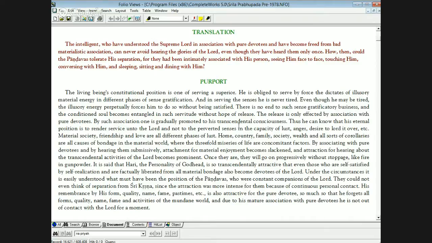This purport, when I read, I said, what to mark, what not to mark. So I just left it. It doesn't look good. So this is a very beautiful purport.